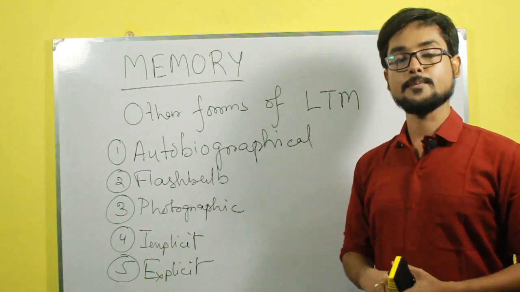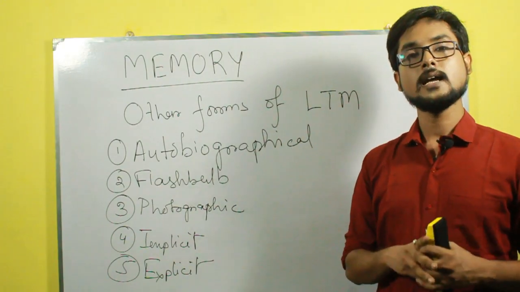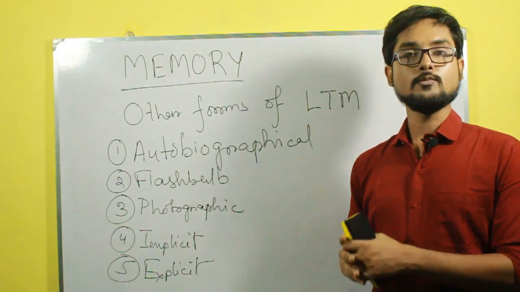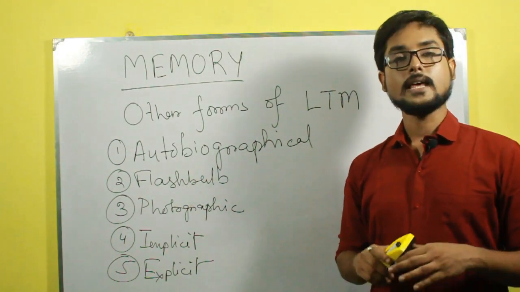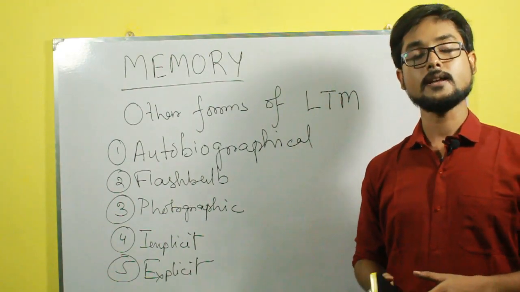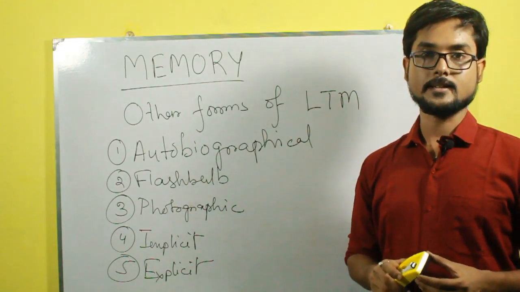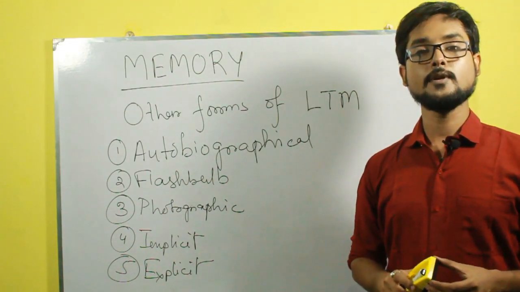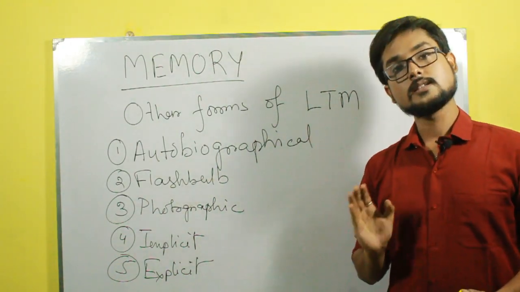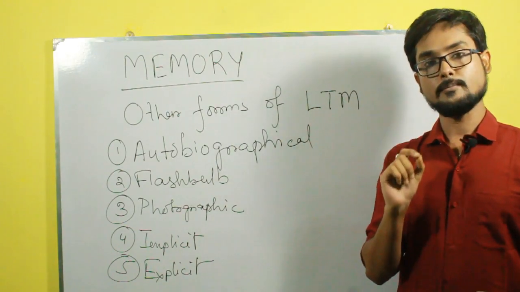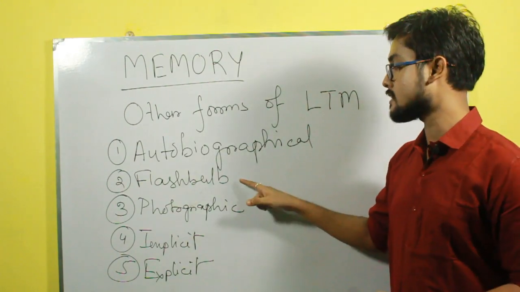Next, flashbulb memory. Flashbulb memory is also a form of declarative memory, but that memory is formed in an emotionally charged or in an emotionally significant situation. For example, if you ask an individual where they were when the incident of 9/11 or the attack on World Trade Center in America happened, they will be able to recall the exact moment or the situation where they were when they heard the news. This particular memory formed in a very sensitive point of time in our life is known as the flashbulb memory.